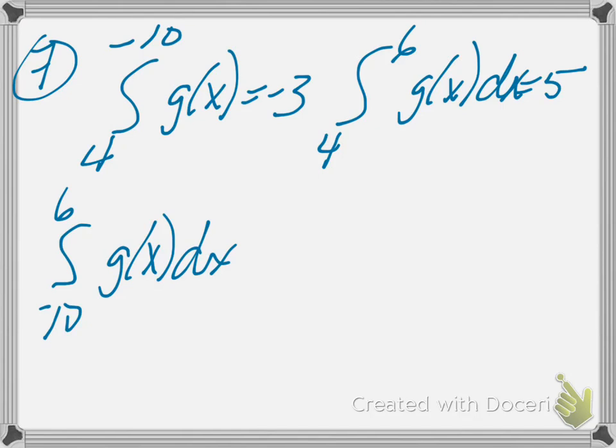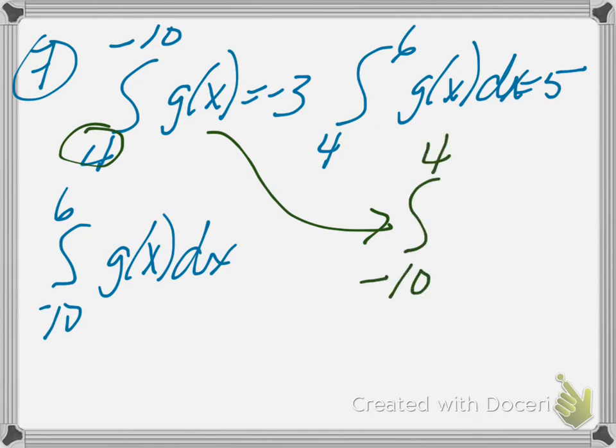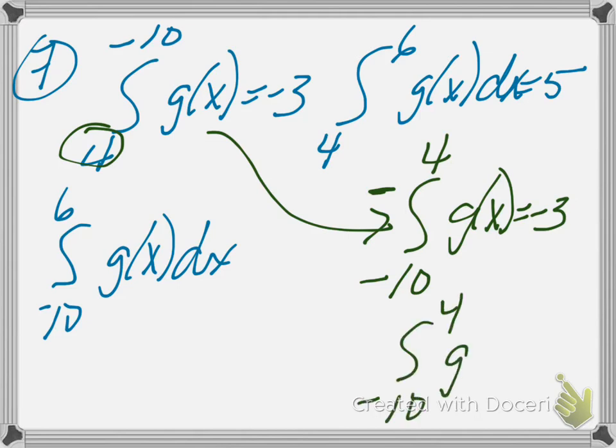Okay, this is number 7, and we were given all this information, and we need to find the integral going from negative 10 to 6 of g of x, and that's fine. First what we're going to do is we're going to go to this integral. We're going to switch it around because we're not supposed to have the bigger number on the bottom. So we're going to put the smaller number on the bottom. But if you do that, you need a negative in front of the integral. So that means we're going to get a negative negative 3, and the integral going from negative 10 to 4 of g of x would just equal positive 3.